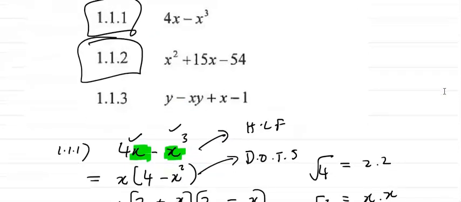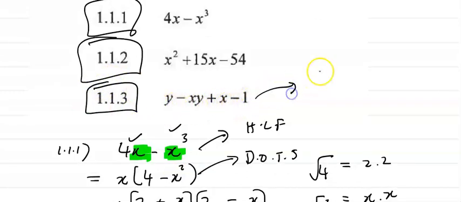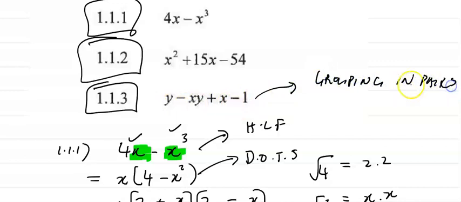Now, this question here, 1.1.3: y minus xy plus x minus 1. If you can't remove a common factor in all terms and you've got 4 terms, then it's most likely going to be grouping in pairs. If you look at these first 2 terms over here, what can you do? You could remove y as a common factor. If you take out y, you'll get y into 1 minus x.